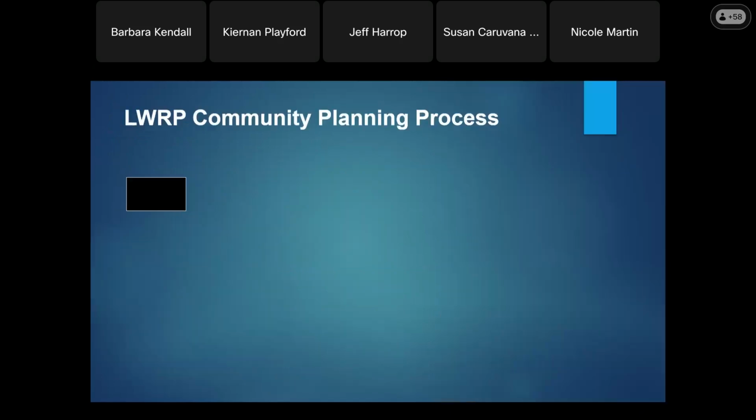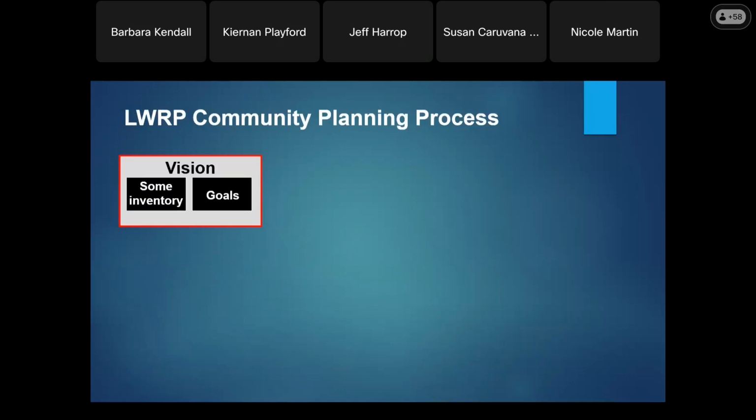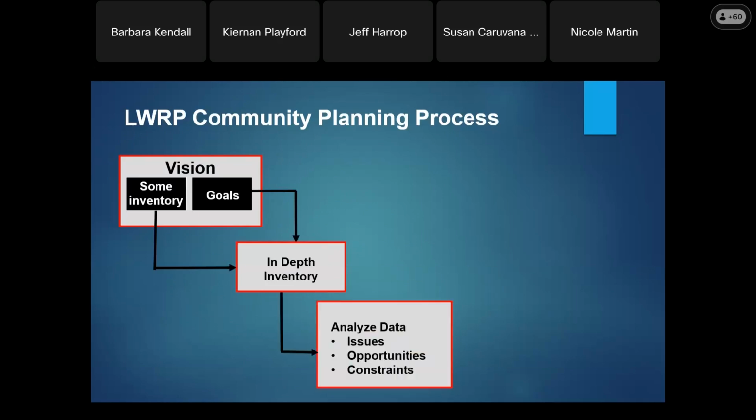Next, we'll go over the LWRP community planning process. It first starts with establishing a vision. And next, the goals. This is done with the Waterfront Advisory Committee, and may require some preliminary mapping and collection of basic data about the community to inform the discussion. The next step is to go into the in-depth inventory with feedback from the Waterfront Advisory Committee. This consists of analyzing the data for the issues, opportunities, and constraints.